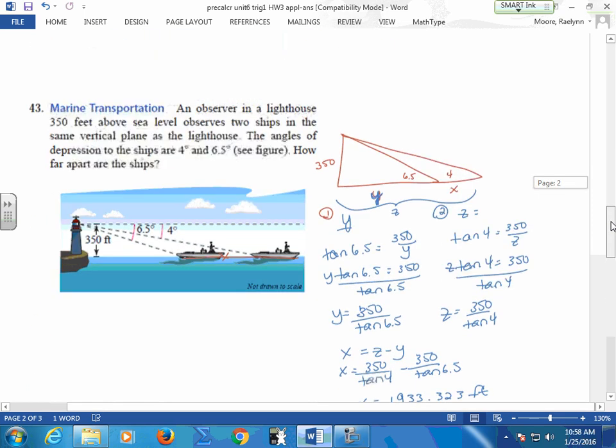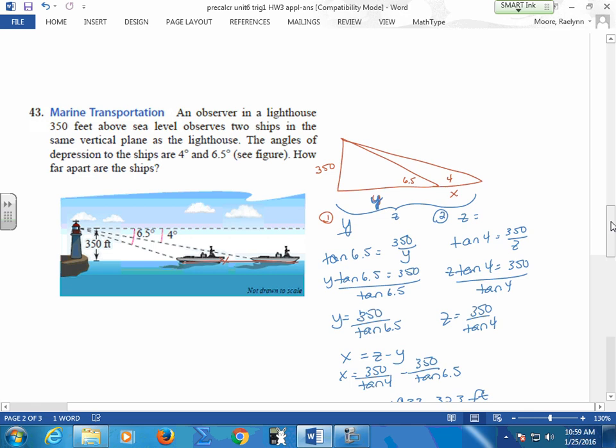Okay, now here comes the big one. We have two things going on. We did the exact same thing in class. The exact same thing. This is an Algebra 2 Regents question. It says an observer from a lighthouse is 350 feet above sea level. Here's your 350 feet above sea level. Okay, it's looking down at two ships.